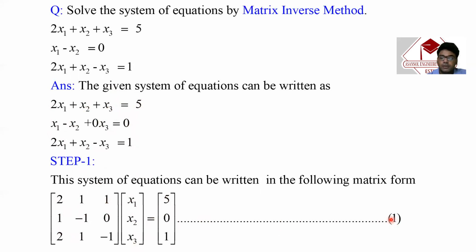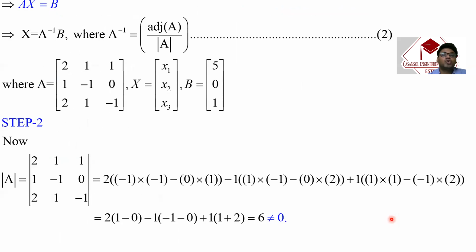Okay, clear? Next, step number 2, that is AX equals B. What is X? X equals A inverse B. What is A inverse? Adjoint A by det A. Where A equals 2 1 1, 1 minus 1 0, 2 1 minus 1. What is X? Column matrix of variables x1, x2, x3. What is B? Capital B is the column matrix 5, 0, 1.